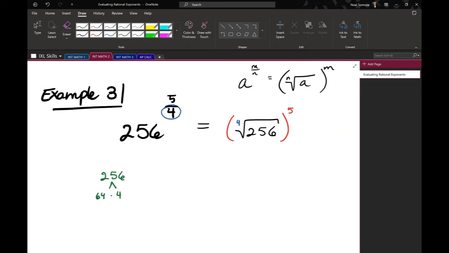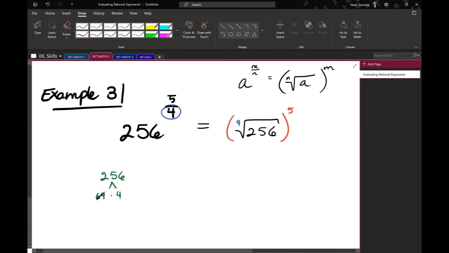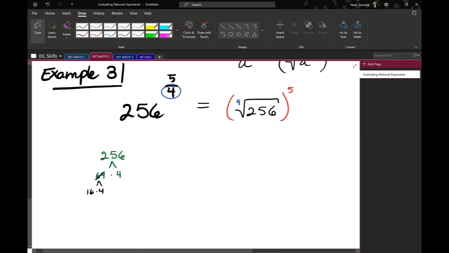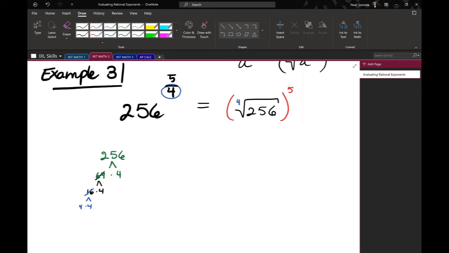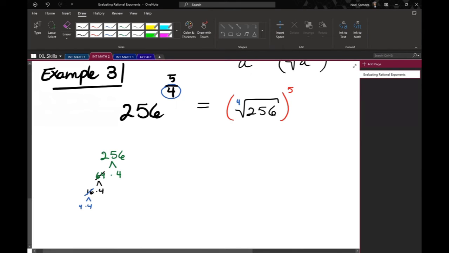So 64 and 4, we can then see that 64 breaks into 16 times 4. And then I can also see that 16 breaks into 4 times 4. You might be wondering, do we break down the 4 even further? Well, no, because this is exactly what I'm looking for. I'm looking for 4 of the same number multiplied times itself, and I have it right here. I see a group of 4, which means that the fourth root of 256 is going to be 4, and then I have it to the fifth power.